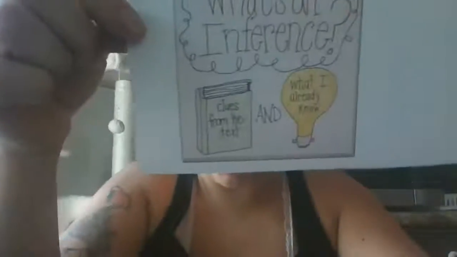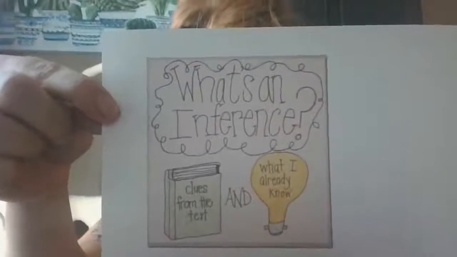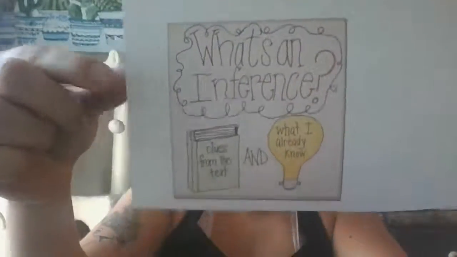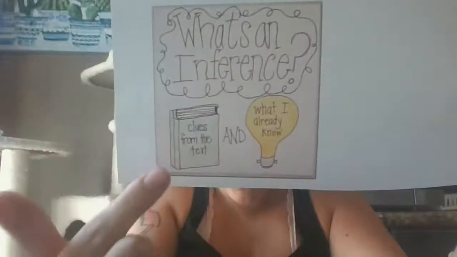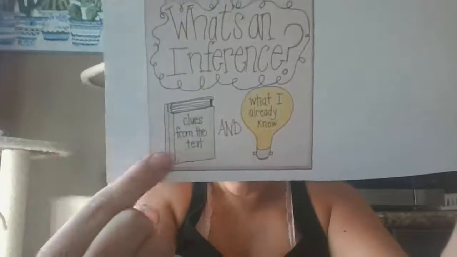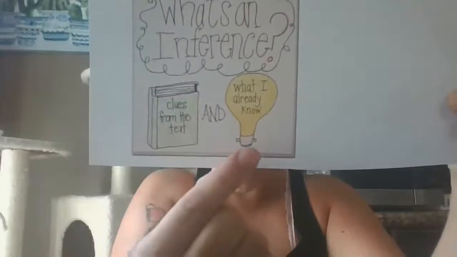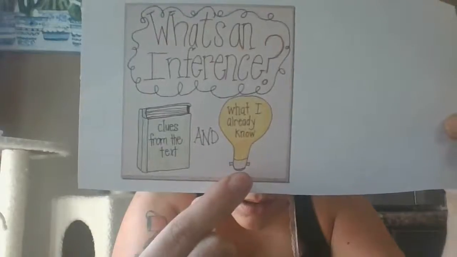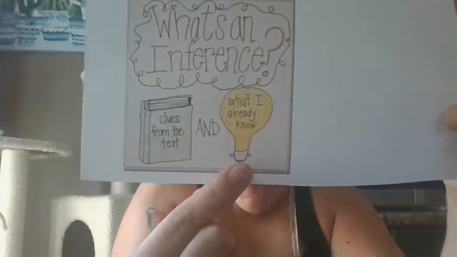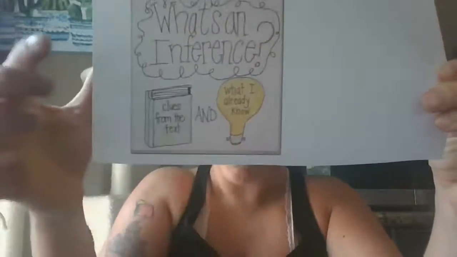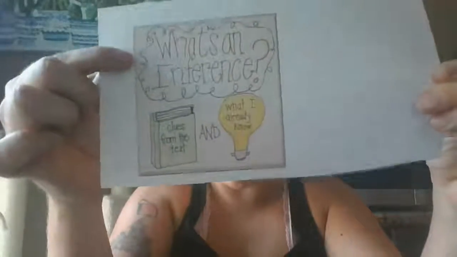So if you look at this chart, it shows us what inferencing is. It's when we take clues from the text and use information that we already know to make a prediction, we're making an inference.